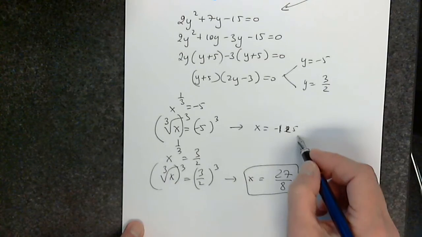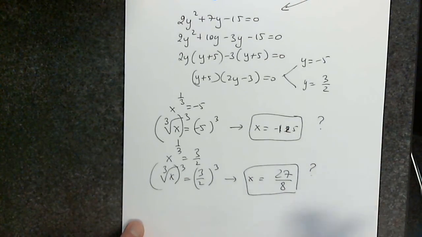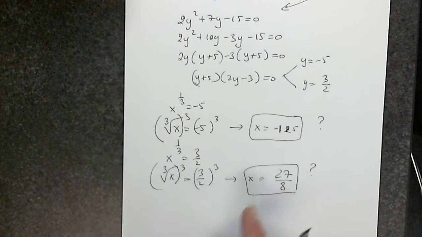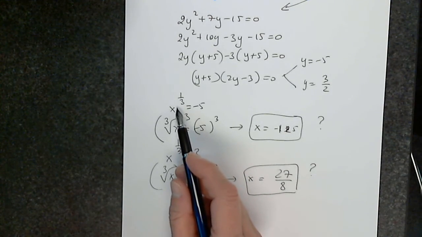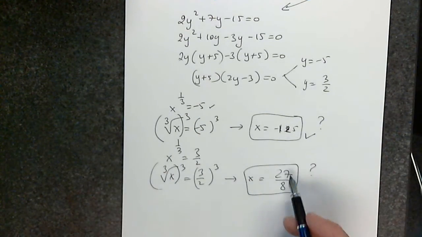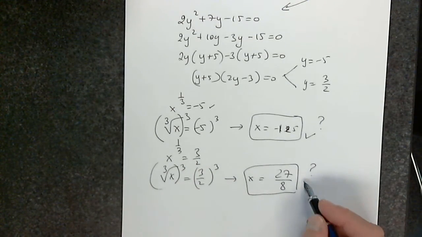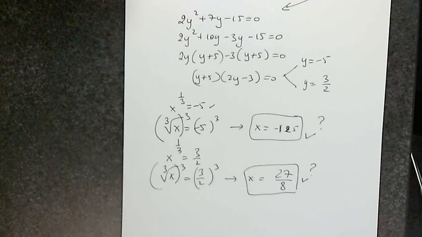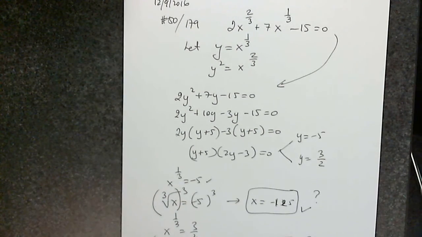If you remember, every time we raise both sides to a power, we have to check the solution. I don't guarantee that it works. But if you plug it in, you will get the cube root of -125, which is indeed -5. So this works. And when I plug in here, the cube root of 27/8 is indeed 3/2. So both solutions work.